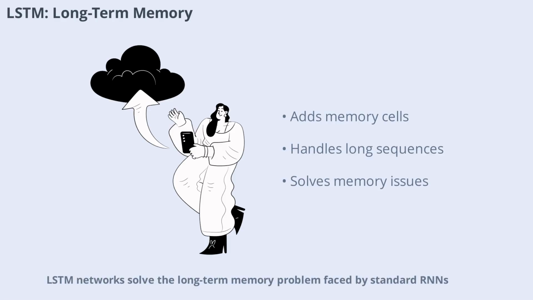LSTM networks solve the long-term memory problem faced by standard RNNs. By adding memory cells and gates, LSTMs decide what information to remember, forget, or pass on. This makes them perfect for tasks that require understanding long sequences, such as language translation and music generation.